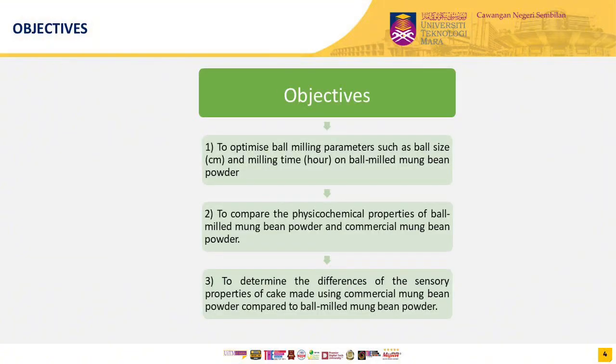There are three objectives in this research. The first one is to optimize ball milling parameters such as ball size and milling time on ball mill mung bean powder. Secondly, to compare the physicochemical properties of ball mill mung bean powder and commercial mung bean powder. And lastly, to determine the differences of the sensory properties of cake made using commercial mung bean powder compared to the ball mill mung bean powder.